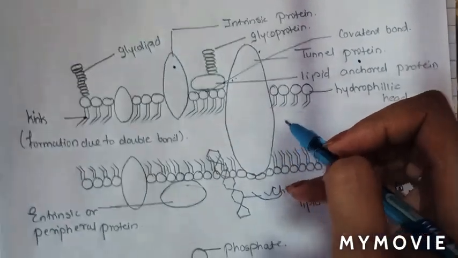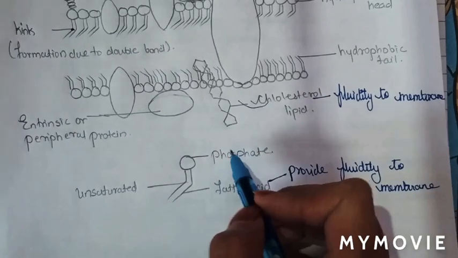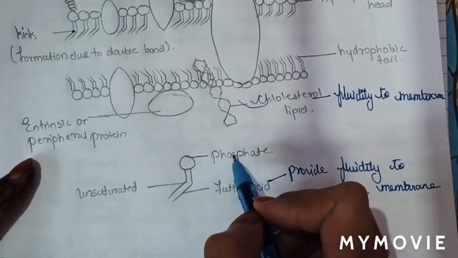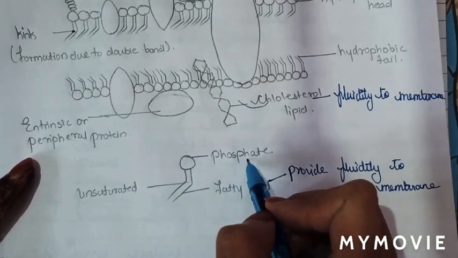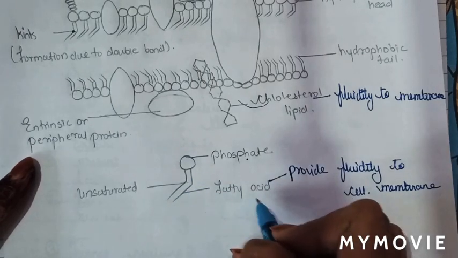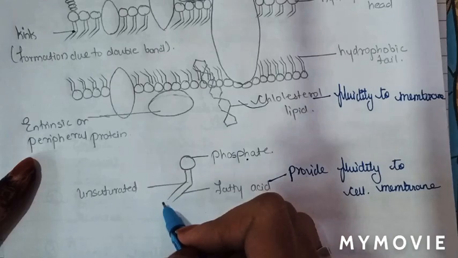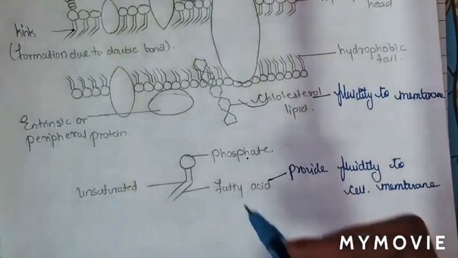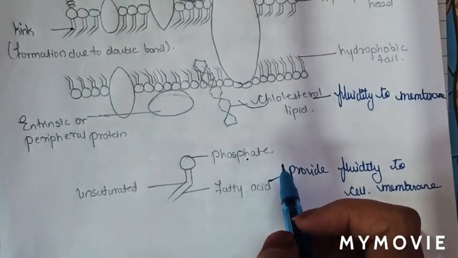And if you want to see this, the hydrophilic head is of phosphate and the hydrophobic tail is of fatty acid, which is made up of unsaturated fatty acids. So this was the structure of the fluid mosaic model.